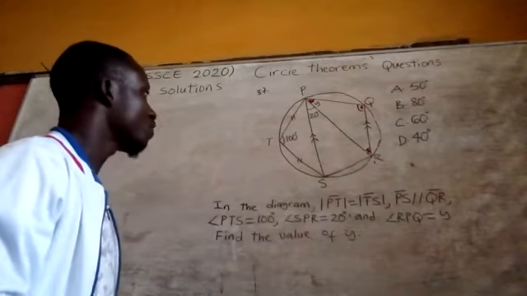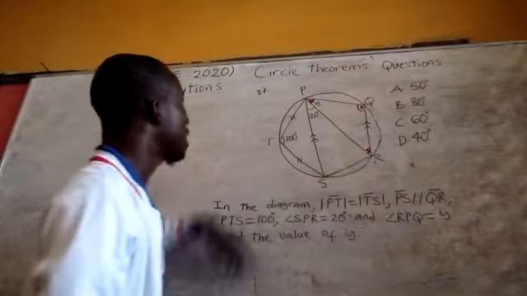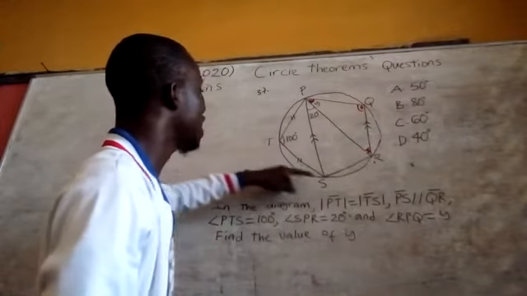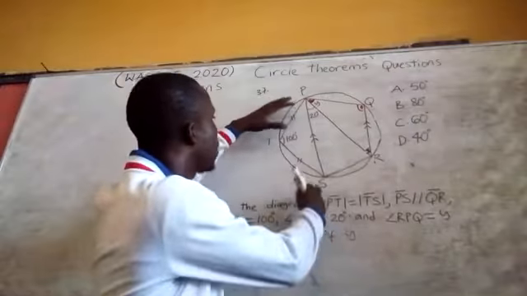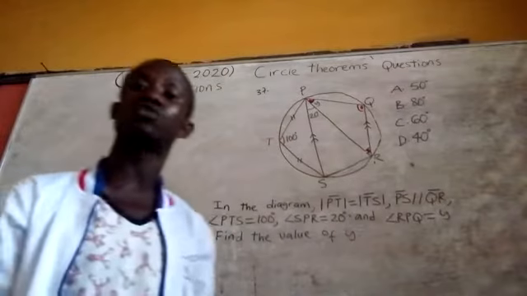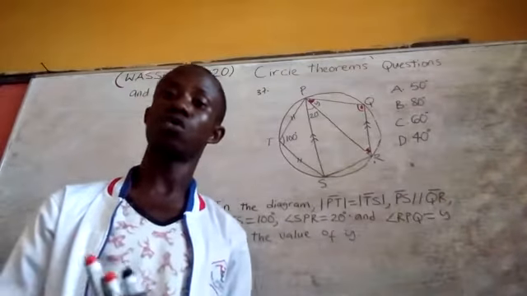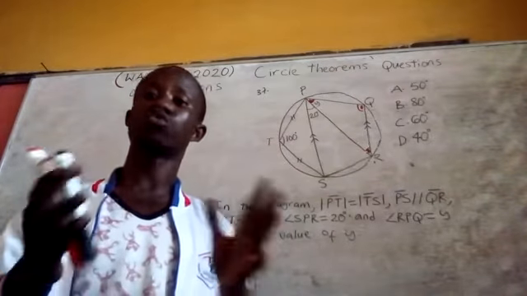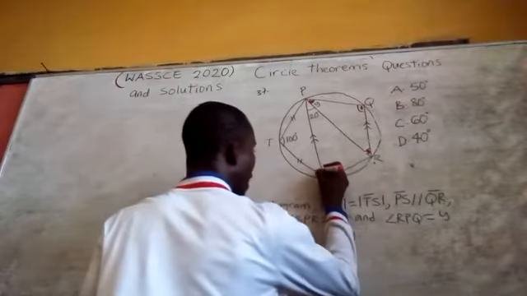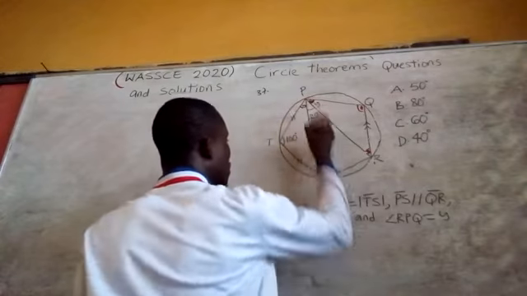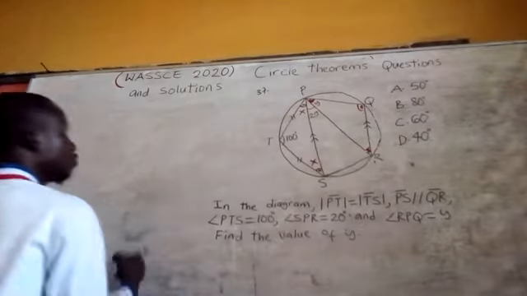Now, the first and foremost thing is that we are told that line PT is equal to line TS. Since the two lines are equal and the two lines form a triangle, this triangle is considered an isosceles triangle. In an isosceles triangle, the two base angles are equal. So the two base angles here are equal. We can say this is x and here is also x.